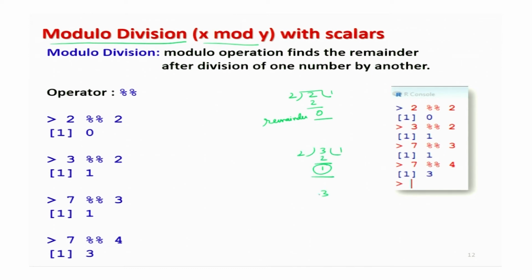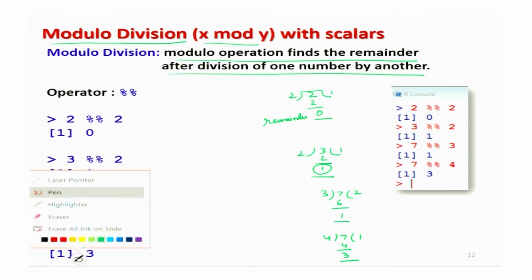And then similarly, if you try to divide 7 by 3, 3 2s are 6 and the remainder here will be 1. And similarly, if you try to divide 7 by 4, then 4 ones are 4 and the remainder here will be 3. So this modulo division gives us the remainder after division of one number by another.